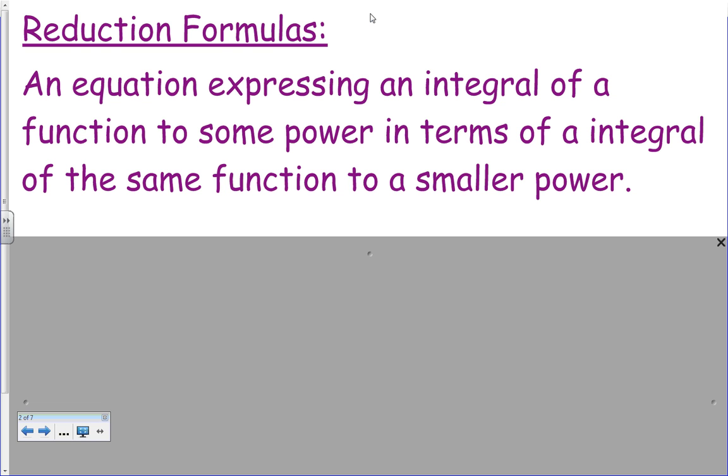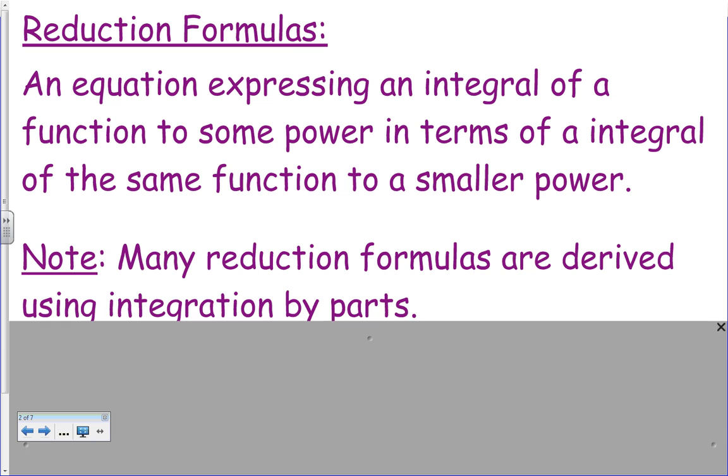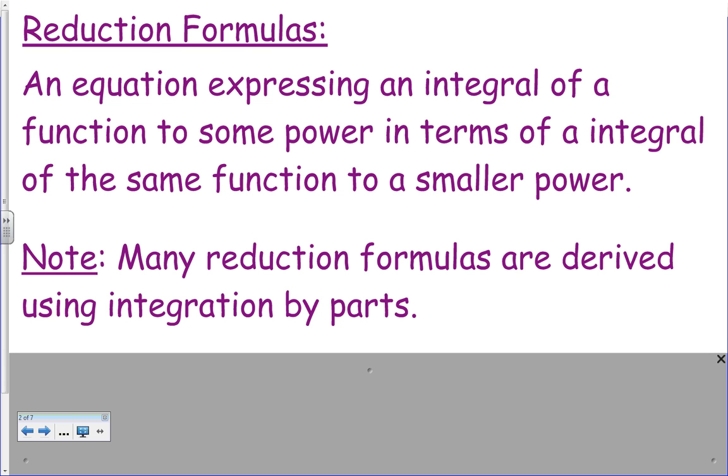So it's a reduction formula. You're reducing the power on that integral each time. And eventually you get it down to a small enough integral that you can deal with it and actually integrate it. One thing to note here, many reduction formulas are derived directly from integration by parts. That's where our properties are that we're going to work with today.